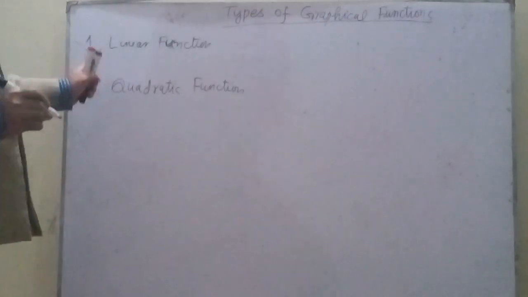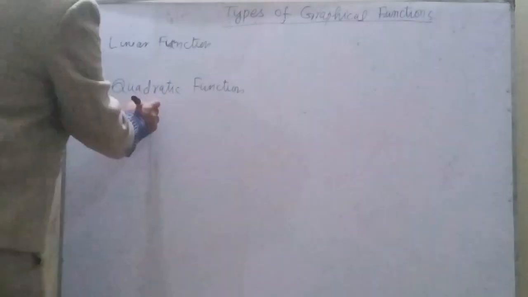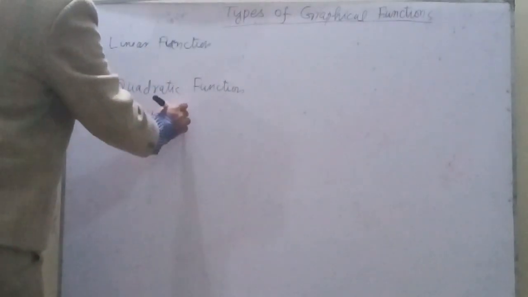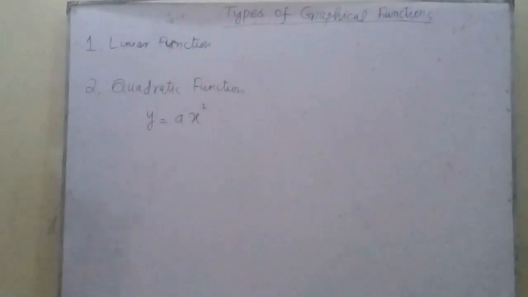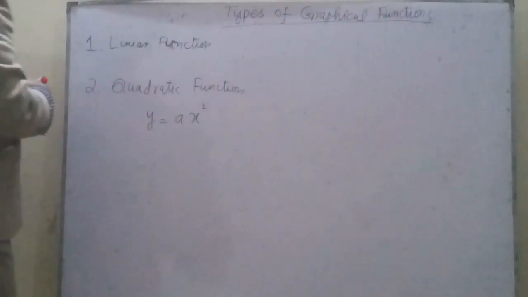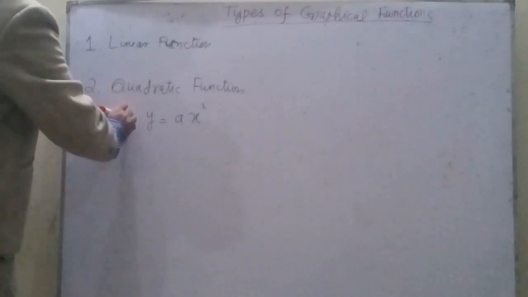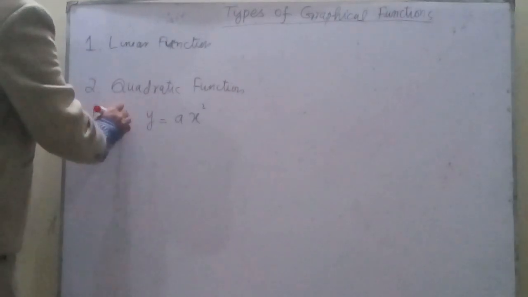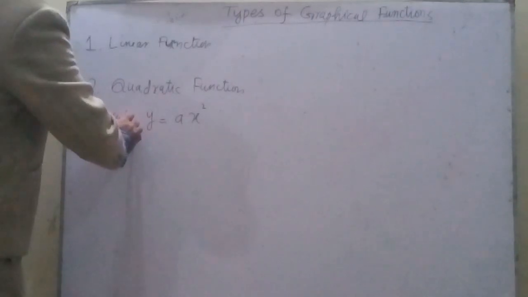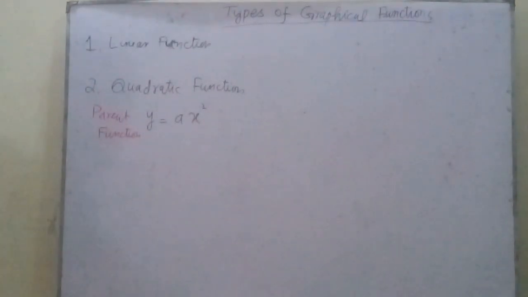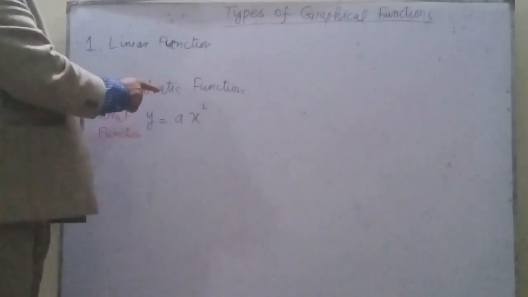So basically the parent function of the quadratic function is y is equal to ax squared. This is the parent function of the quadratic function, parent, P-A-R-E-N-T. So here you just remember this parent function, also the sketch of this parent function.